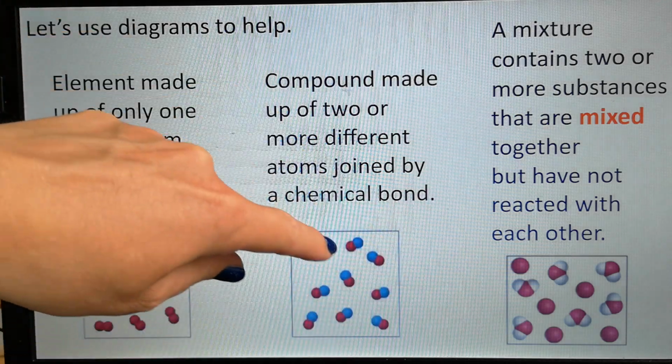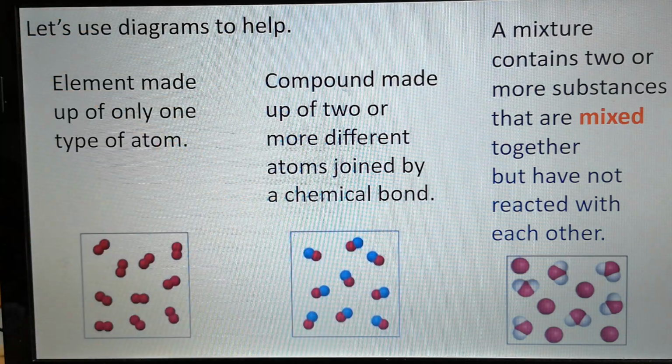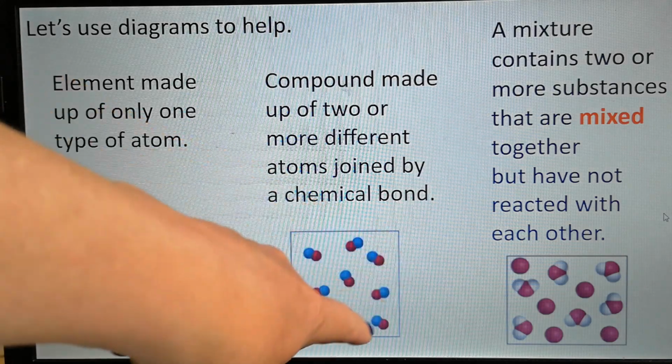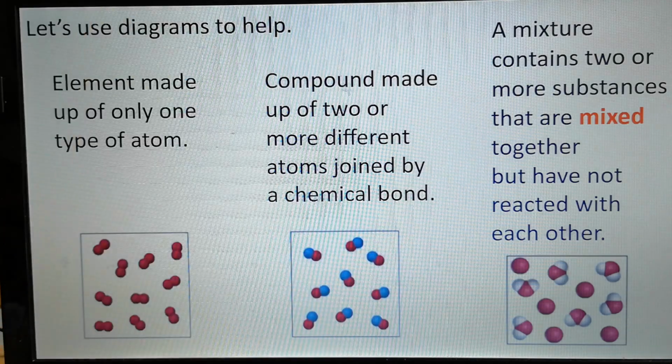This picture here shows a compound, and we know that because the two balls are different colours, so that tells us that they're not the same atoms, and also they're stuck together, so there's a bond there. Okay, so this is a compound.